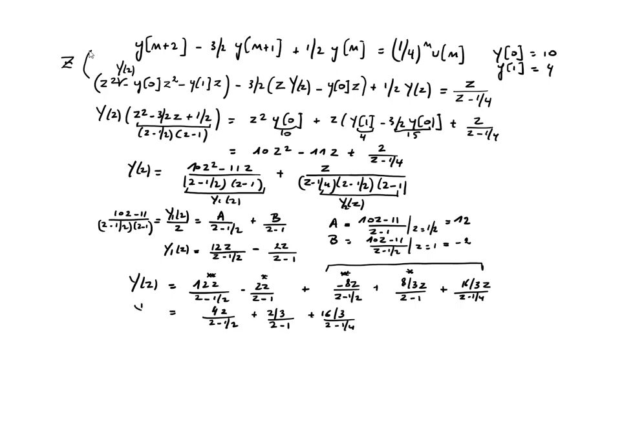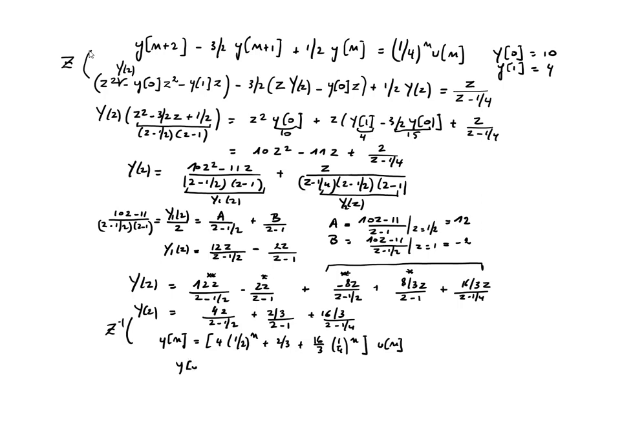So now we can do the inverse z transform, and we obtain y of n equals 4 times a half to the power n, plus 2/3 times 1 to the power n, but that's 1, plus 16/3 times 1/4 to the power n, and then times u of n to make everything causal. So are we done? No, we're not.